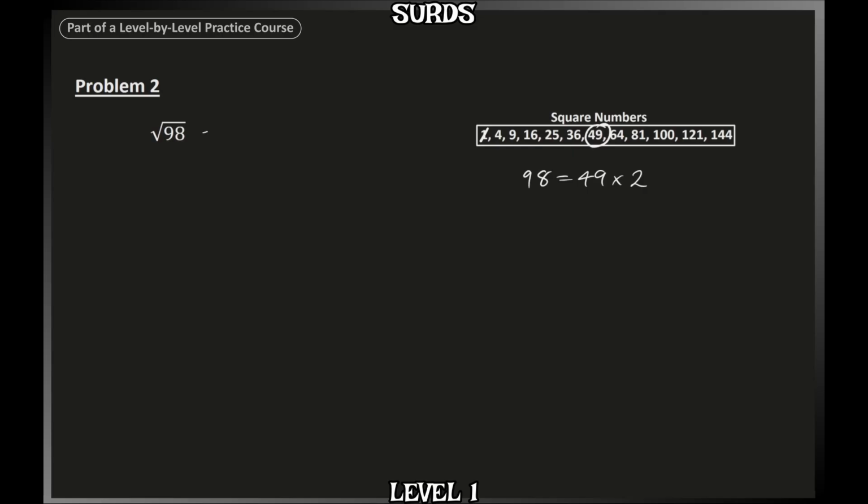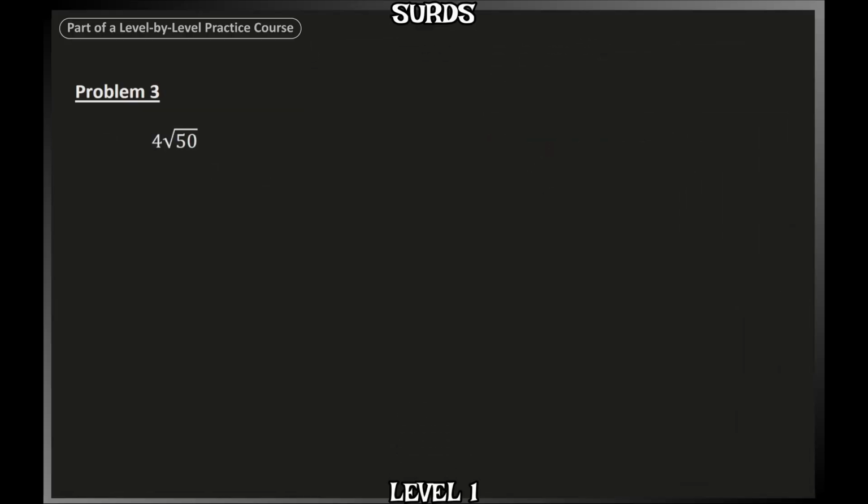So this means that the square root of 98 can be written as the square root of 49 multiplied by the square root of 2. And because 49 is a square number, we can square root it, and the square root of 49 is 7. So we have 7 root 2. And because we can't split that 2 up anymore using any numbers on the list, 7 root 2 is simplified and is our final answer to problem 2.